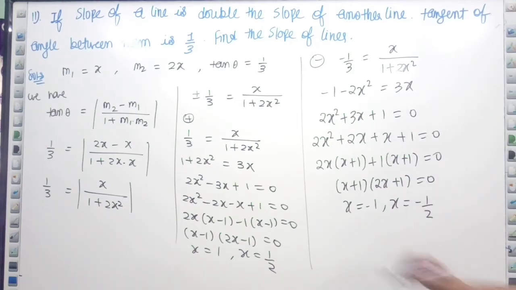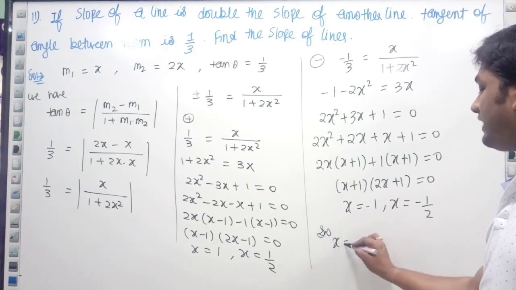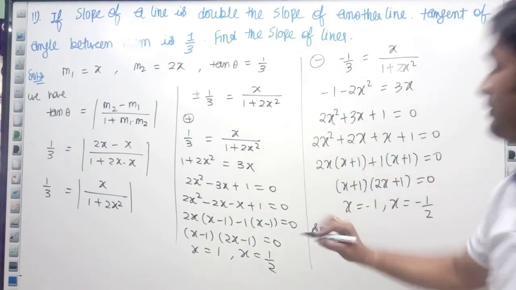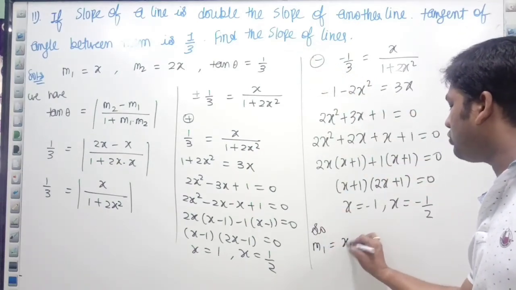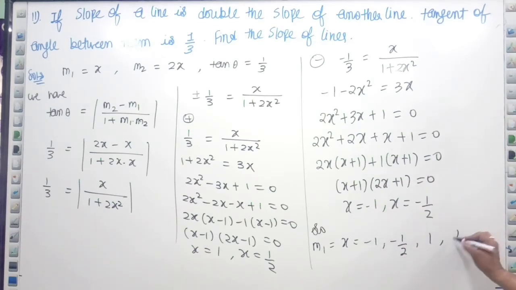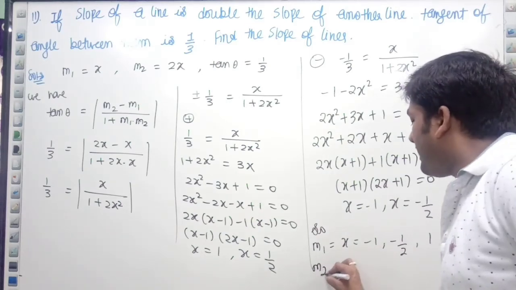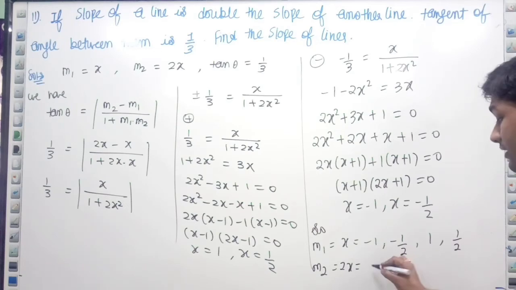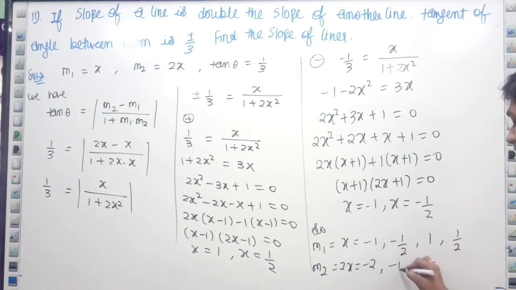Right? We have 4 values of x. X की 4 values आई हैं. देखो, so what we can write? Slope m1 equal to x, और x की वैल्यू क्या क्या है आपके पास? -1, -1 by 2, 1 and 1 by 2. So what will be slope of m2? That is 2x. Right? -1 का डबल -2. -1 by 2 का डबल -1. 1 का डबल 2. 1 by 2 का डबल 1. So these are the possible answers we can have.